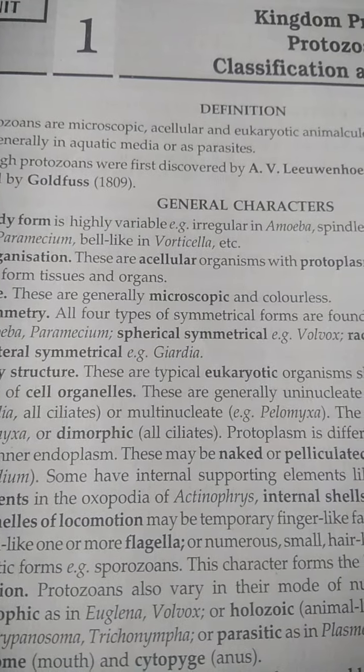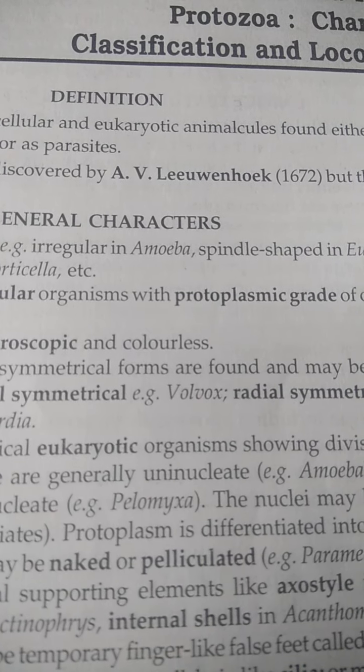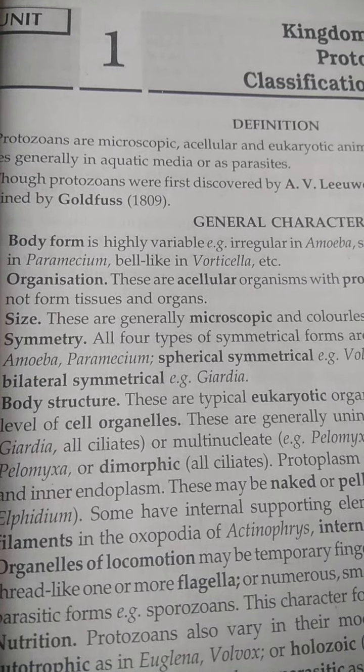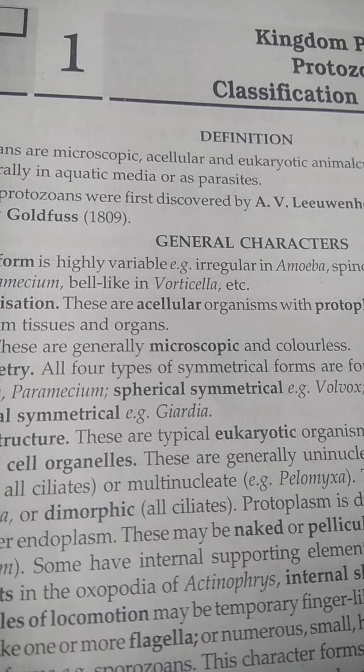Then the discovery. Protozoans were discovered by the scientist A. V. Leeuwenhoek in the year 1672. But the term protozoa was coined by another scientist, whose name was Goldfuss, in the year 1809.